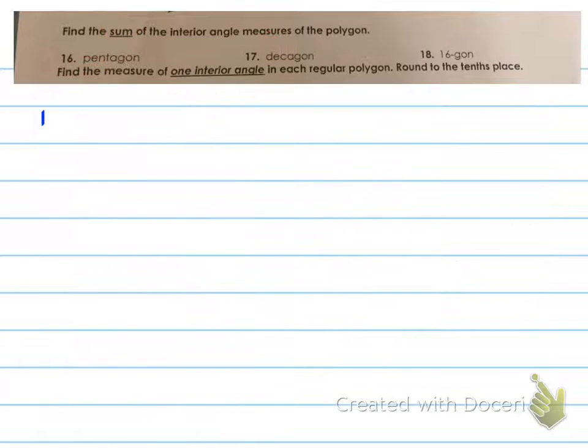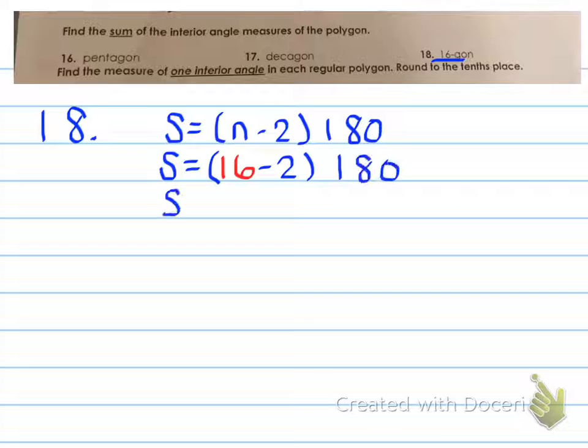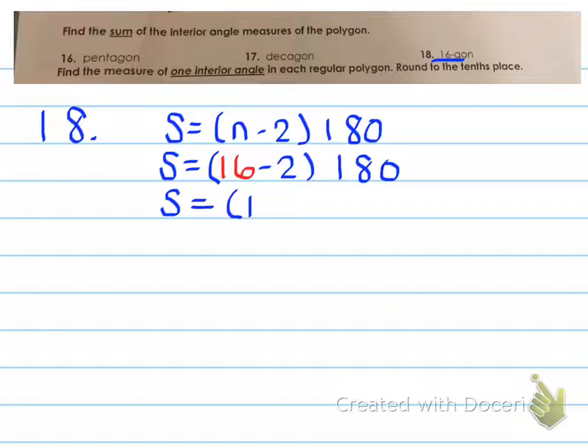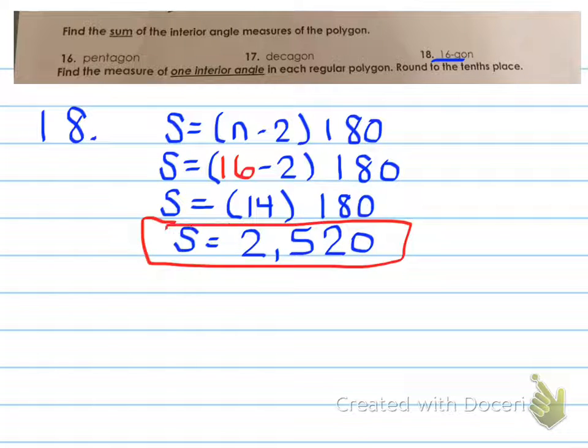So now we're going to be looking at number 18. If you look at number 18, it says it's a 16-gon. So you're going to start with that same formula again, and you're going to plug in the number 16 for n. And then you're just going to finish solving the expression. So 16 minus 2, and then you get 2,520. Make sure you put a box around that final answer.